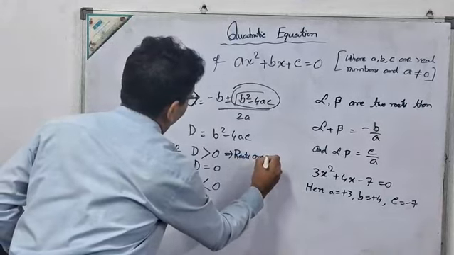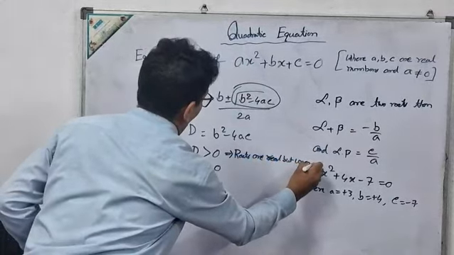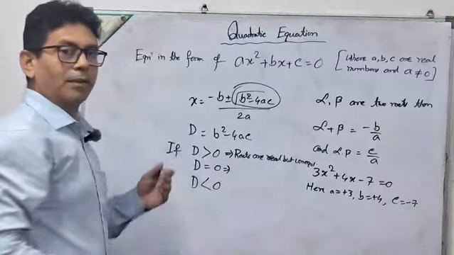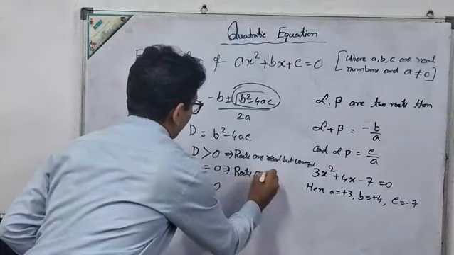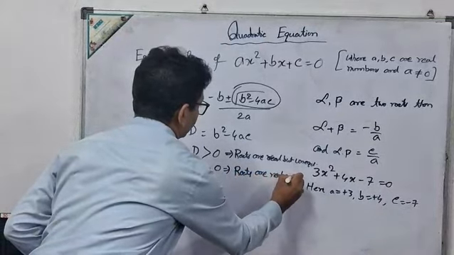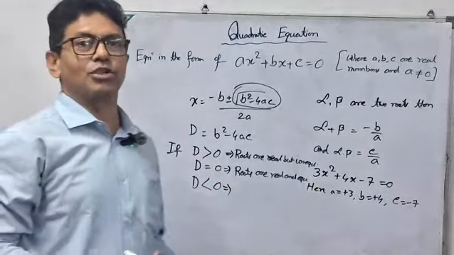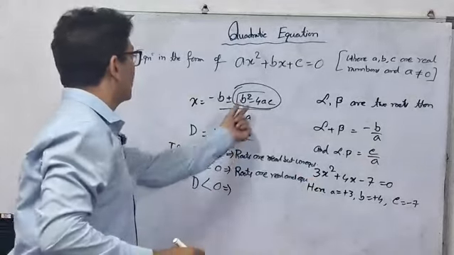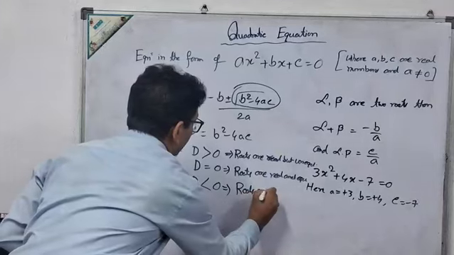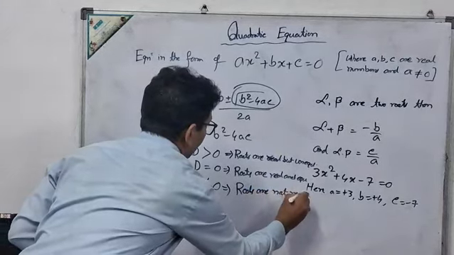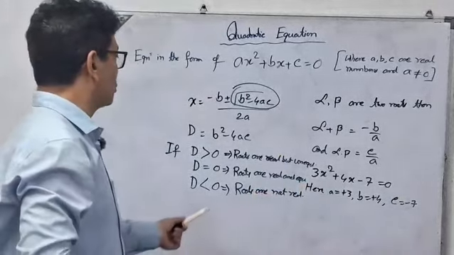If the value of the discriminant is greater than 0, then the roots are real but unequal, or you can say not equal. If the value of the discriminant is 0, then the roots are real and equal. And if the value of d is less than 0, that is, if you get a negative number inside the square root, the roots are not real. Actually here the roots are imaginary, but imaginary numbers are not in your syllabus, so we say the roots are not real.